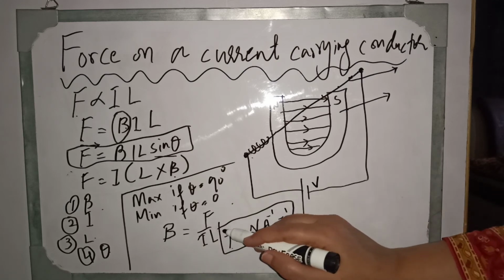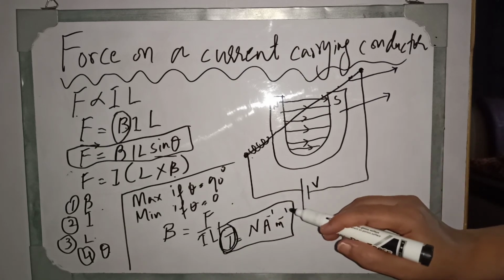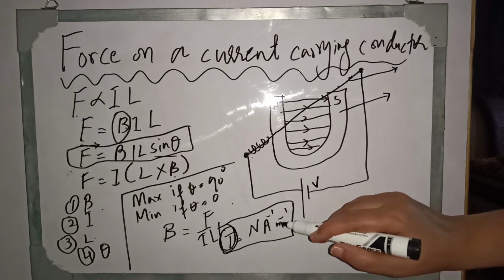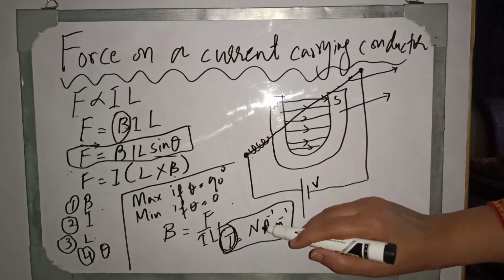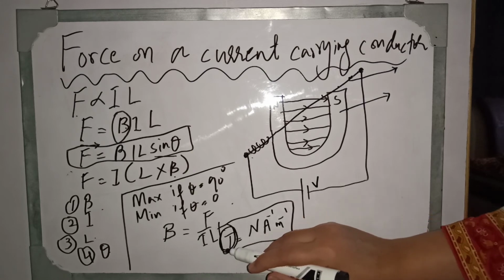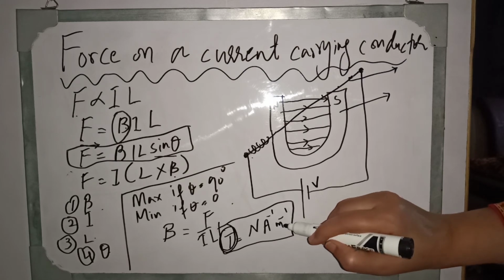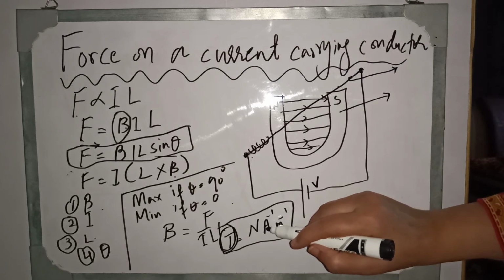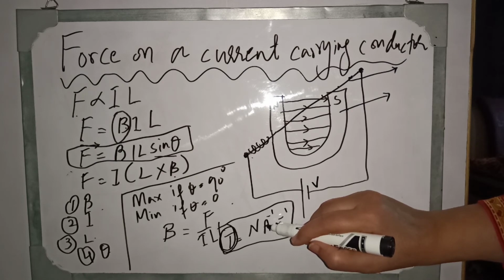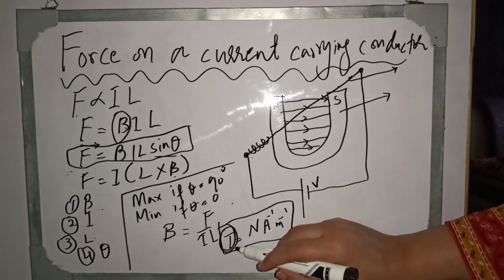And how can we define 1 Tesla? By definition, if the force experienced by 1 meter of wire carrying a current of 1 ampere placed perpendicular to the magnetic field is 1 Newton, then the magnetic induction is 1 Tesla.